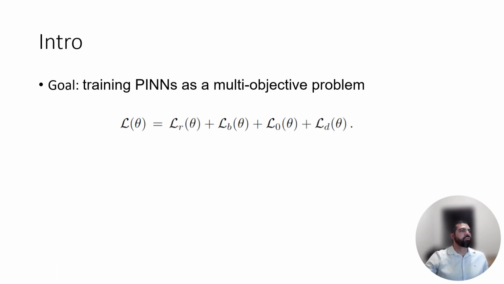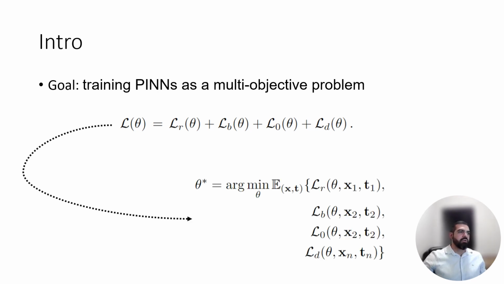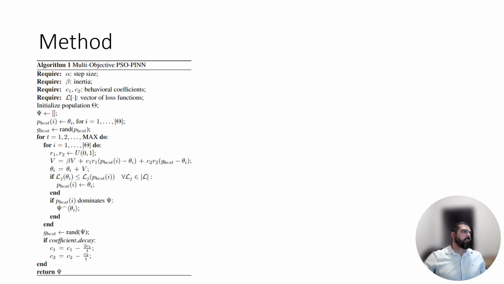The goal here is to train a PINN as a multi-objective problem. So instead of using a scalarization function, we are training in all those dimensions. Each loss will be a new dimension for this multi-objective problem. The method used here is pretty similar to what we have in PSO PINN. We just make some changes to make it multi-objective.